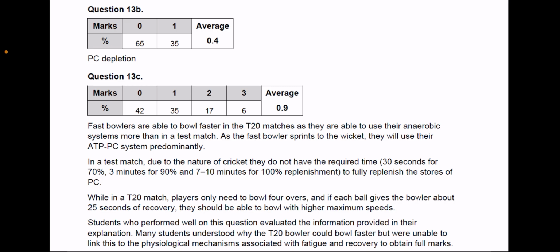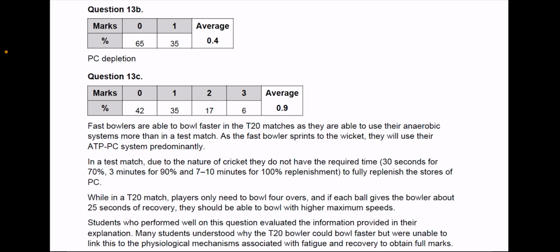In a test match, due to the nature of cricket, they do not have the required time, 30 seconds for 70%, and I'll talk about recovery in a minute, to fully replenish their stores. So as we said before, if we cannot use our PC stores, we have to rely on another energy system that is slower. Slower ATP results in a lower intensity. In a T20 match, players only need to bowl 4 overs. Each ball gives 25 seconds of recovery. They should be able to bowl with higher maximum speeds.